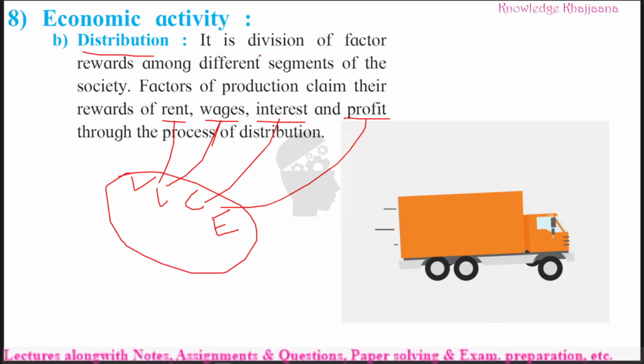So we can call it the division of factor rewards. Rewards means remuneration among the different segments of the society. Which are the different segments of society? They utilize land, they utilize labor, they utilize capital. Whatever profit they have received is distributed among the different segments. So the factors of production claim their rewards. Land will ask for rent, labor will ask for wages, the different capitals which have been introduced will ask for interest, and the entrepreneur will ask for his profit. So whatever has been rewarded will be distributed among different factors of production.